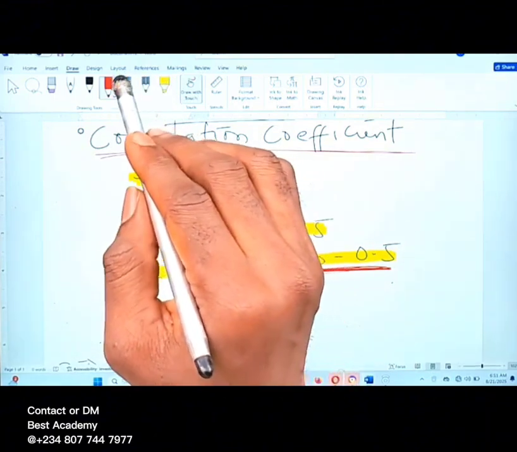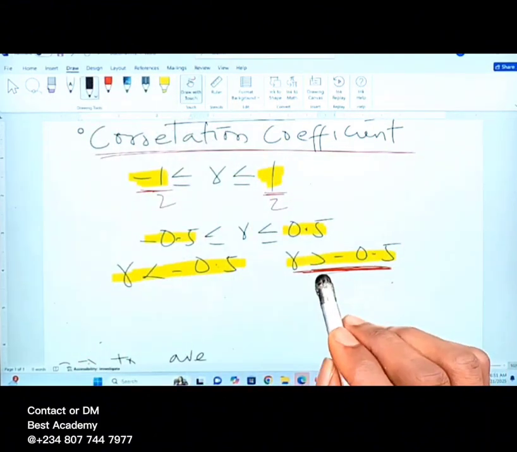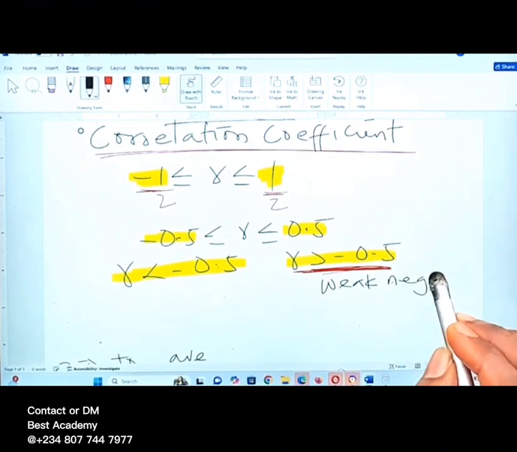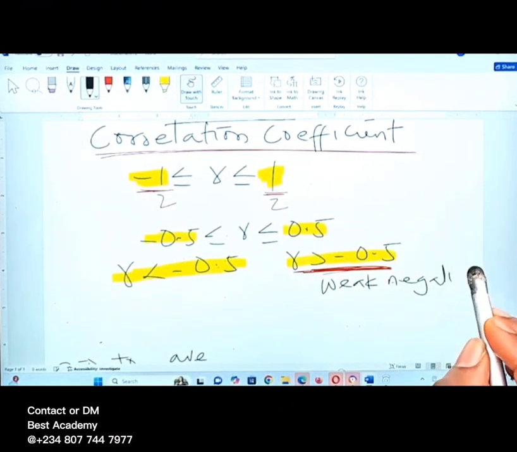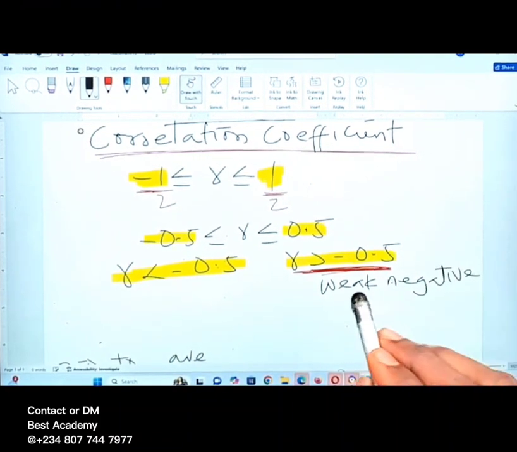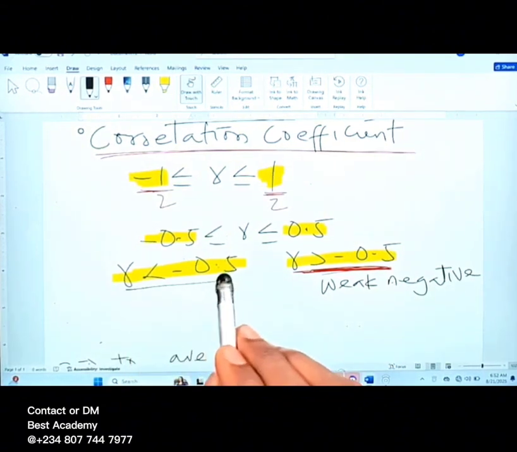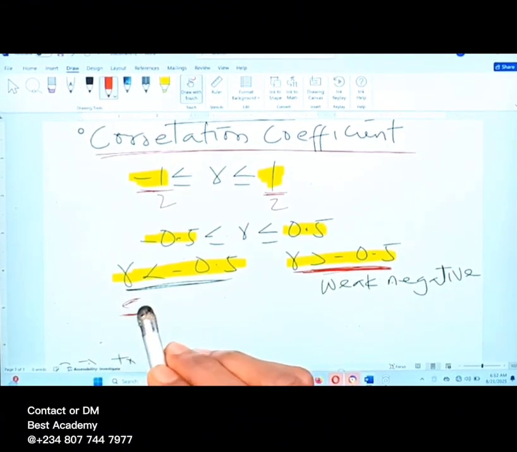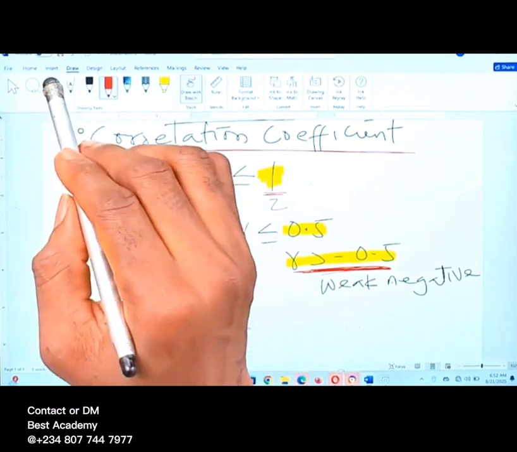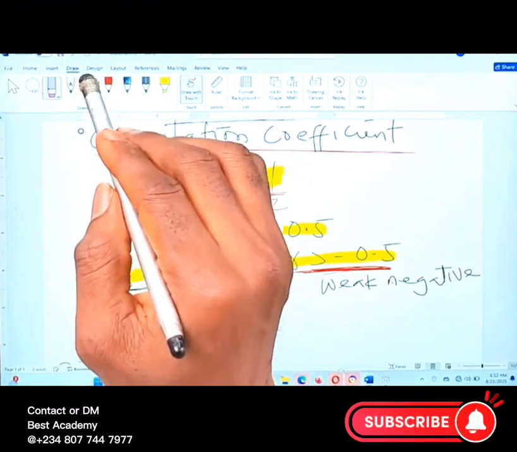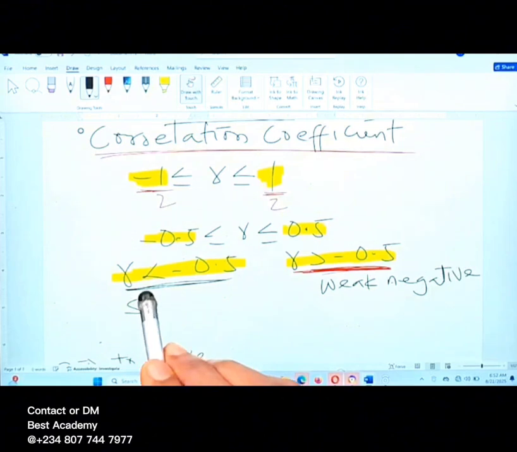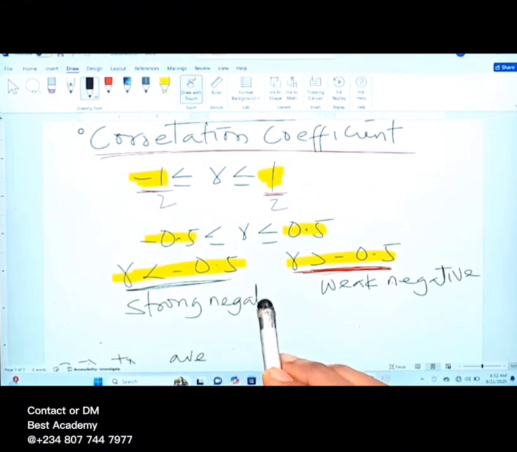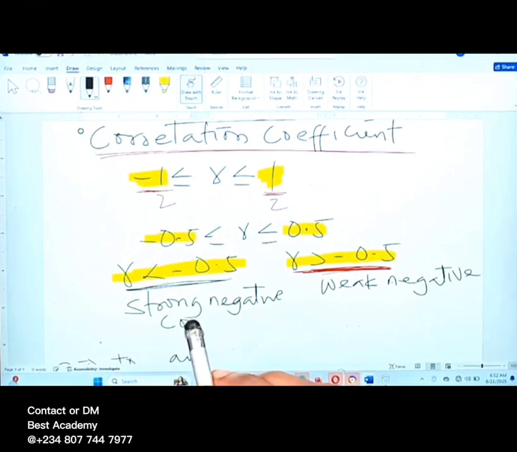This is said to be weak negative correlation, while this one is said to be strong negative correlation. Please take note of that.